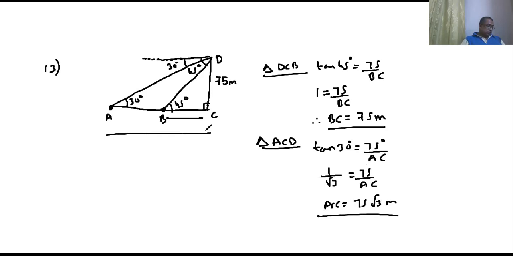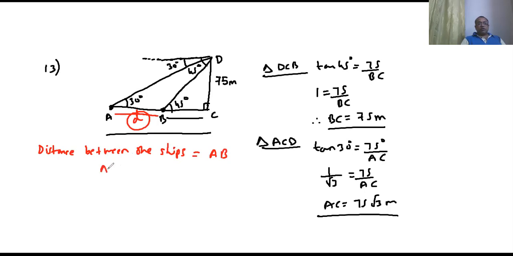Now what is the question? The question is find the distance between the ships. That means we have to find this distance. This is the unknown distance that we want to find out. So what is the distance between the ships? Distance between the ships is equal to AB.